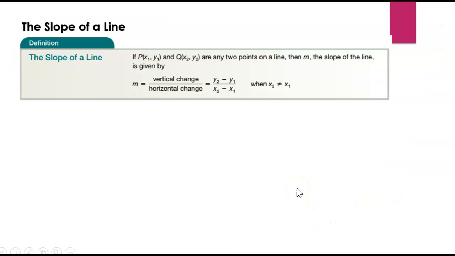Here's a definition of slope from the textbook. If P, x1, y1, and Q, x2, y2 are 2 points on a line, then m, the slope of the line, is given by m equals vertical change divided by horizontal change, or y2 minus y1 divided by x2 minus x1, where x2 and x1 can't be the same because otherwise we would be dividing by 0. This formula we're going to use the rest of the term to do a lot of different calculations and graphing methods with lines.